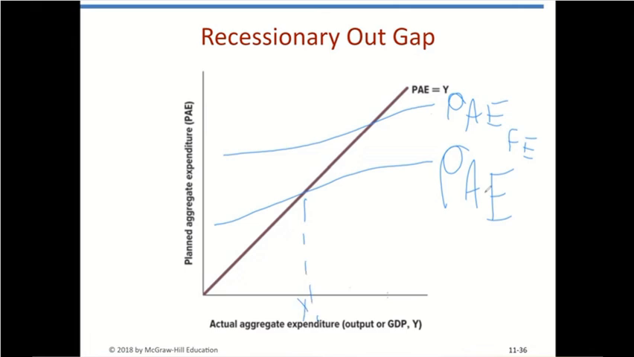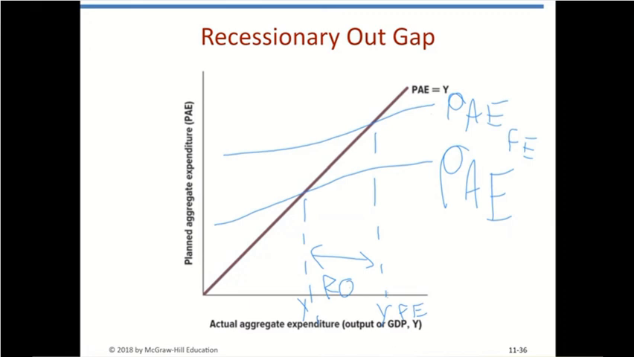Now for our full employment output, we can see that's much greater than our regular output. That's YFE. Now this little gap right here, that is our recessionary output gap. I'm just going to call it RO for recessionary output. And so that's simply how to find the recessionary output gap.